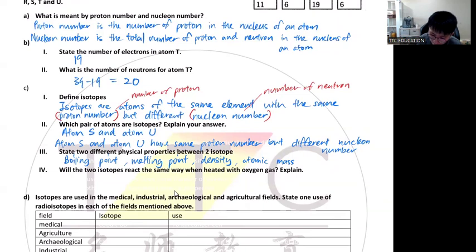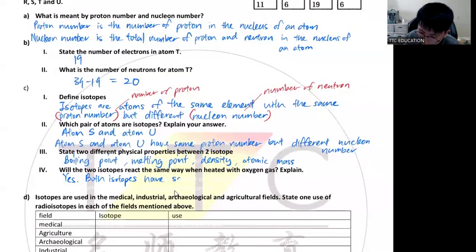So they ask, would they react the same way? So we say yes. We say that both isotopes have the same number of valence electrons. Hence, both isotopes have the same chemical properties.